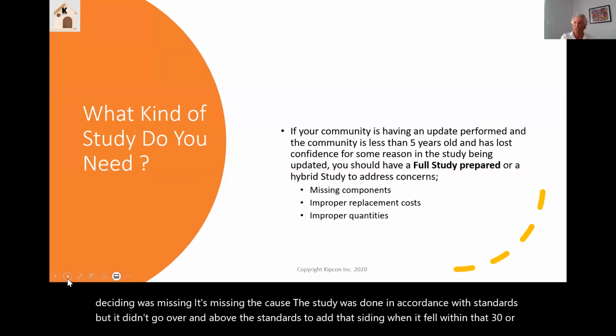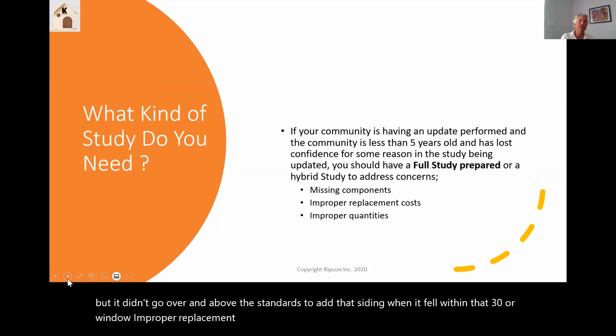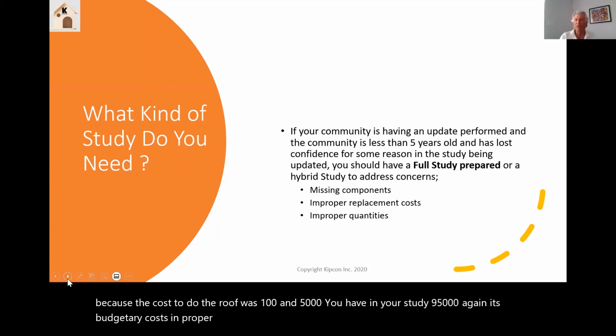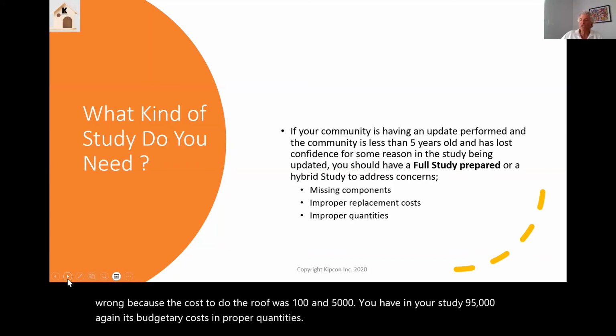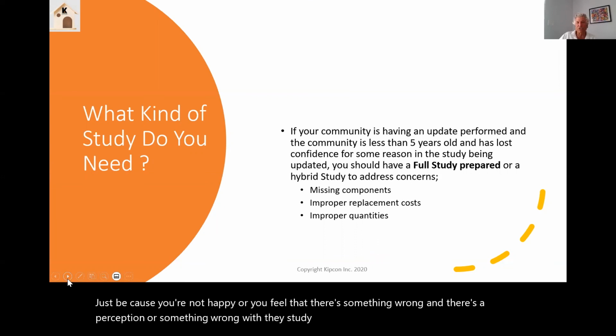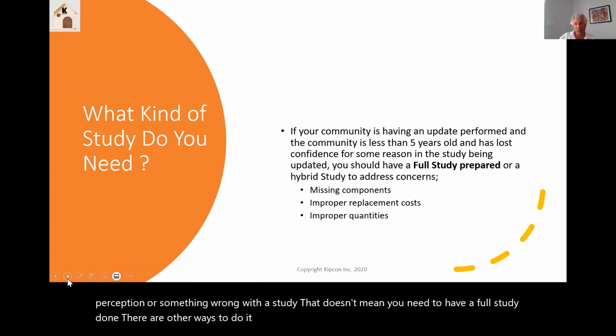Improper replacement costs, people have said to us, well, the study is wrong because the cost to do the roof was $105,000. You have in your study $95,000. Again, it's budgetary costs. Improper quantities. My main point is that just because you're not happy or you feel that there's something wrong, and there's a perception there's something wrong with a study, that doesn't mean you need to have a full study done. There are other ways to do it that can give you a correct study without redoing the entire thing.